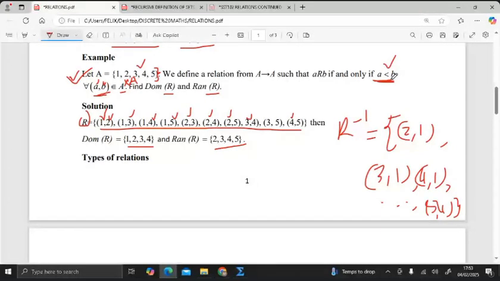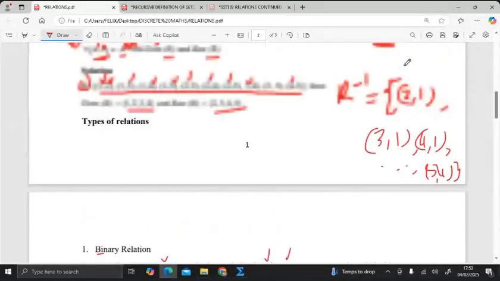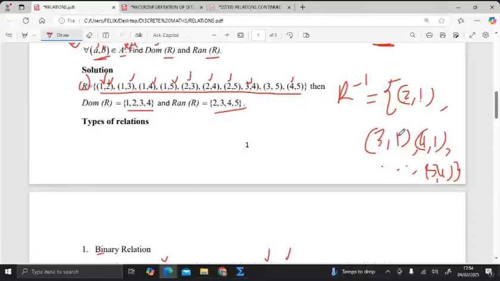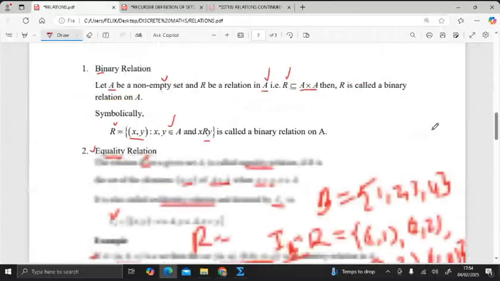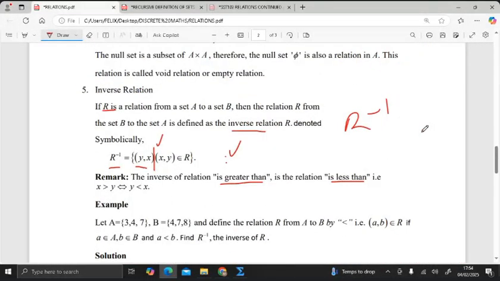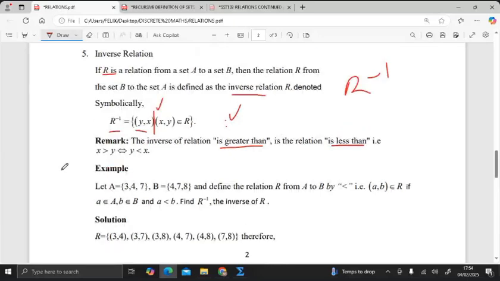And we told that the inverse relation of "less than" is "greater than", just like what we've done here. Look at this one. We said here, aRb if and only if A is less than B. But now the inverse relation of this is, if A is greater than B. That is the inverse relation of A is less than B. This R is defined by "is less than", but now our R inverse will be "is greater than". And that is exactly what we can see here: 2 is greater than 1, 3 is greater than 1, right? And so on.